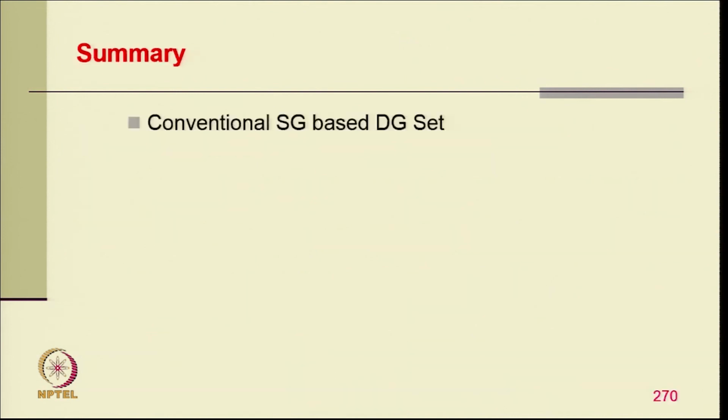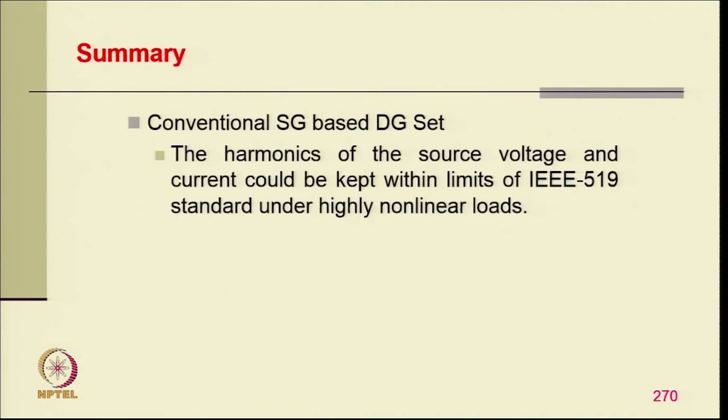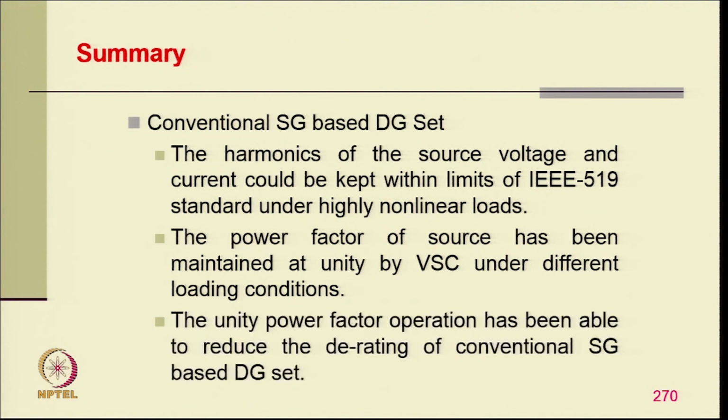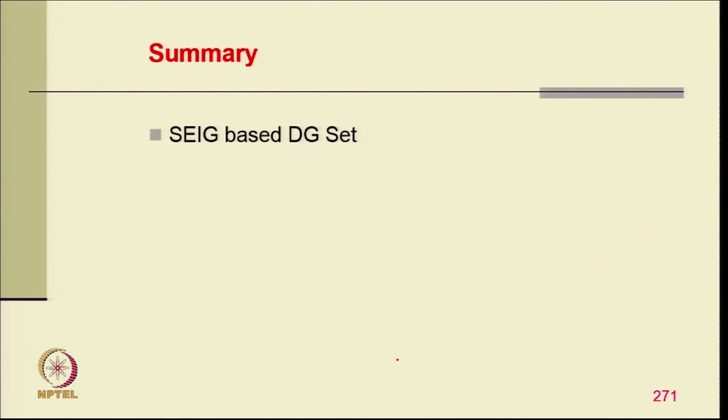So, with this we would like to summarize the power quality improvement in DG sets. We discussed the conventional synchronous generator based DG set. The harmonics of the source voltage or generator voltage and current should be kept within the limit of the IEEE 519 standard under highly nonlinear load, and the power factor of the source has been maintained at unity by the voltage source converter operating under different conditions, and the unity power factor operation has been able to reduce the derating of the conventional synchronous generator DG set.